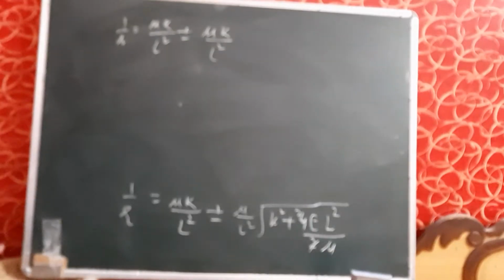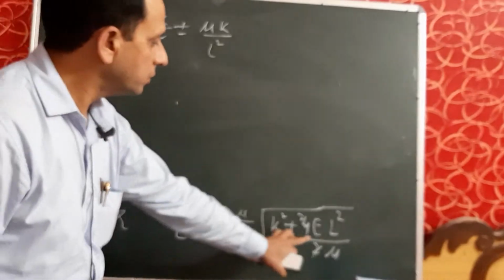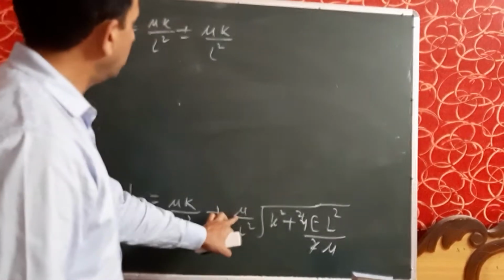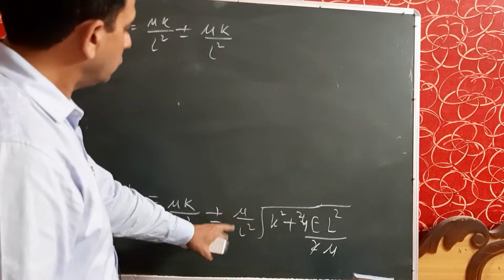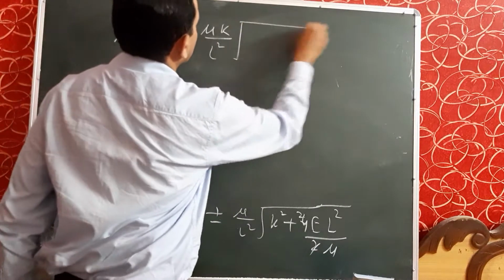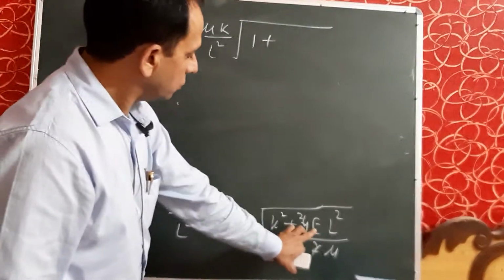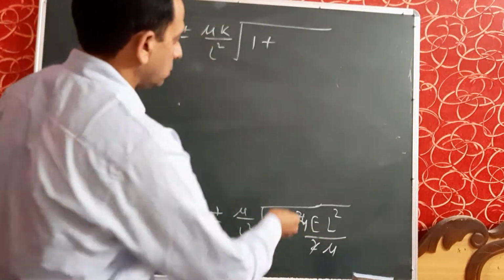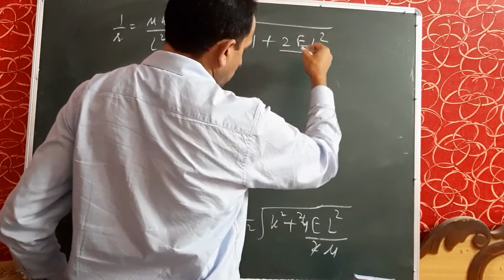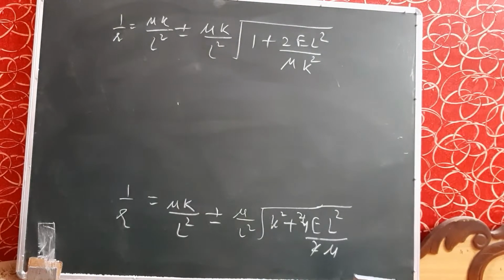So, what I have done? I have taken the common k square from these two terms within the under root. So, k square is common and it will become k outside the under root. So, it will become mu k upon L square, this one, and under root of 1 plus, and k square is common. So, dividing this by k square, it will become 2 e L square over mu k square. Is it clear?